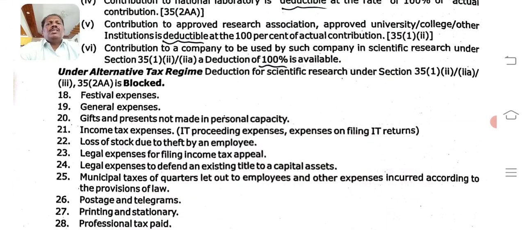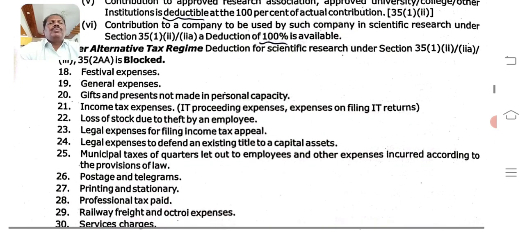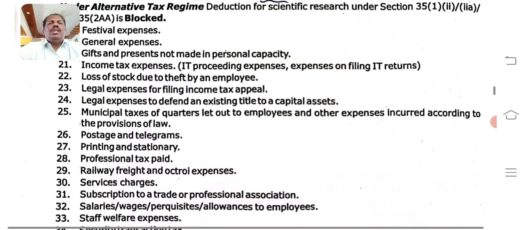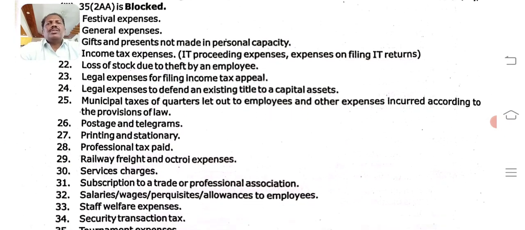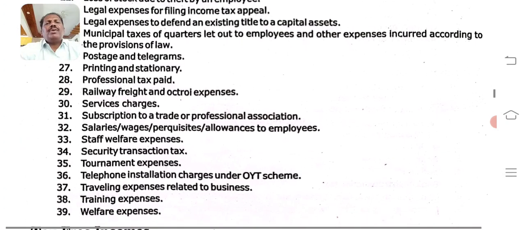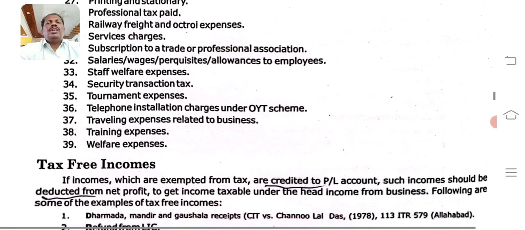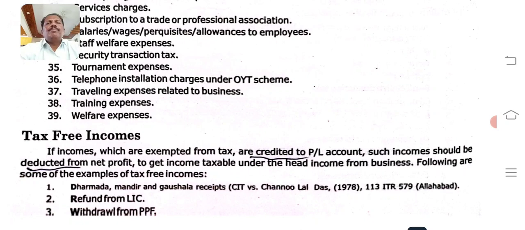Next, festival expenses, general expenses, gifts and presents not made in personal capacity, income tax expenses, loss of stock due to theft by an employee, legal expenses for filing income tax appeal, legal expenses to defend an existing title to a capital asset, municipal taxes of quarters let out to employees and other expenses incurred according to the provisions of law, postage and telegrams, printing and stationery, professional tax paid, railway freight and octroi expenses, service charges, subscription to trade or professional association, salaries, wages, perquisites, allowances to employees, staff welfare expenses, security transaction tax, tournament expenses, telephone installation charges under OIT schemes, traveling expenses related to business, training expenses, welfare expenses.